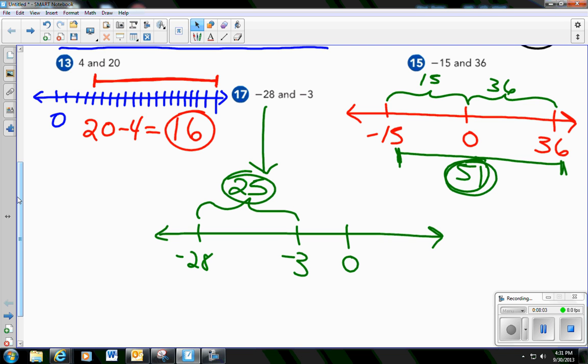Okay, that's it for our notes on subtracting integers. Bring those into class tomorrow.